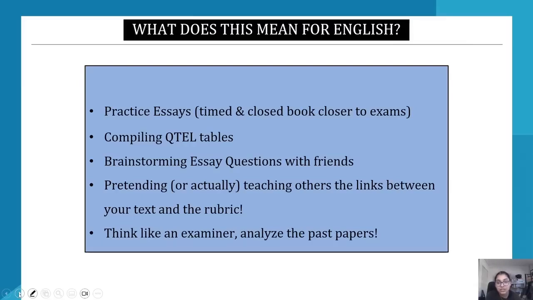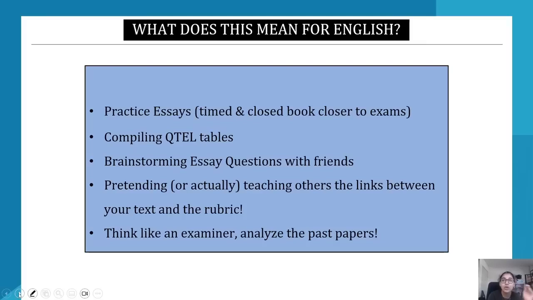So for English, this means things like practice essays, timed and closed book, closer to the exams. Compiling QTL tables. Again, QTL tables are something that worked really well for me for English Advanced and Extension. So a QTL table is basically a table. We've got a column for quotes, a column for techniques, a column for effect, and then a column for link. And you basically go quote, technique, effect, link.